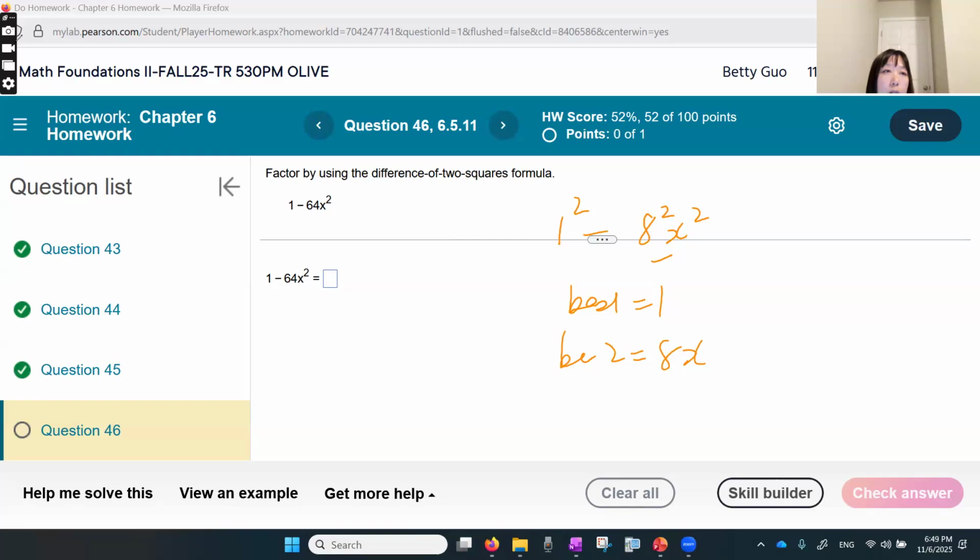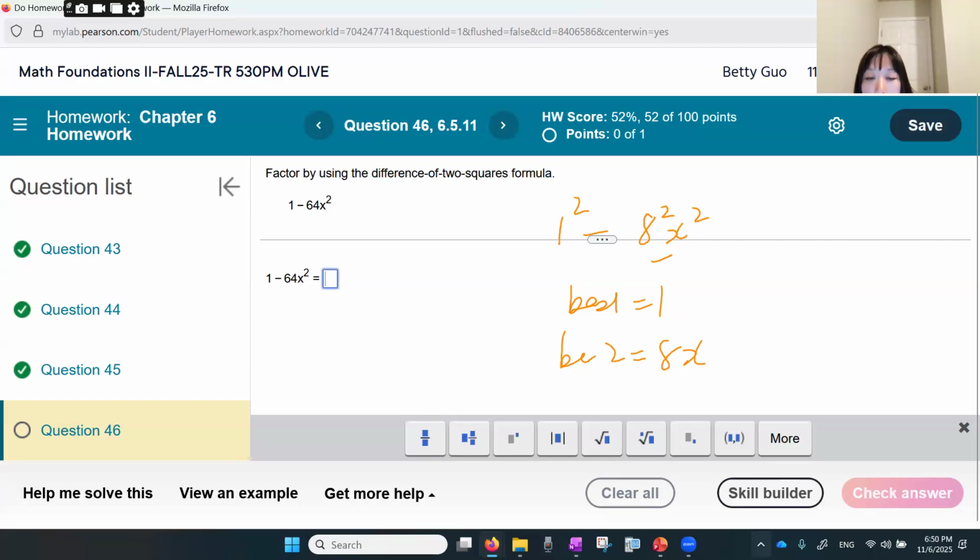So the final answer is going to be parentheses times parentheses. Base 1 plus base 2: 1 plus 8x. Second parentheses, base 1 minus base 2: 1 minus 8x. Done. That is 1 minus 64x squared.